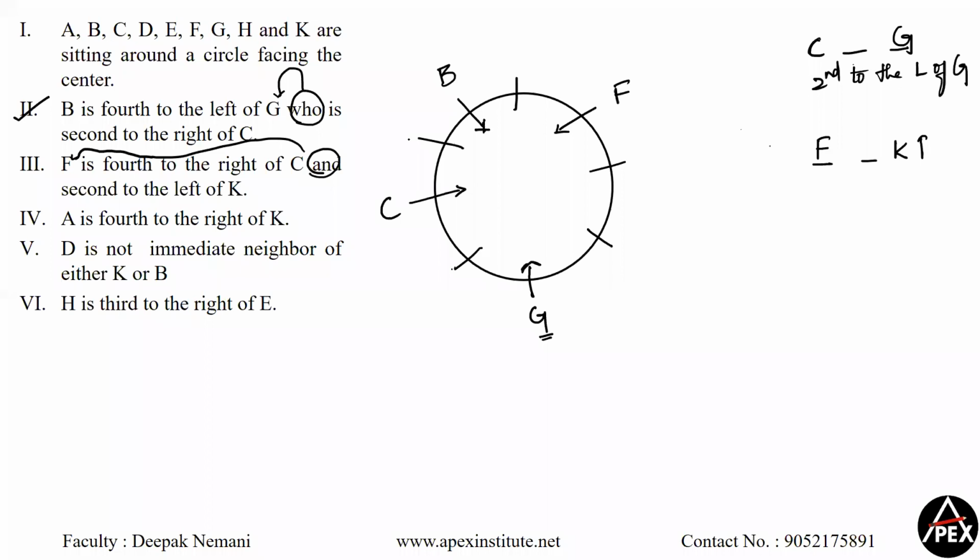Sorry, F's place is wrong. F is fourth to the right, okay, sorry, my bad. Fourth to the right, Kada? My bad, sorry. So see 1, 2, 3, 4. So F will be here. My bad. Yeah, thank you guys.